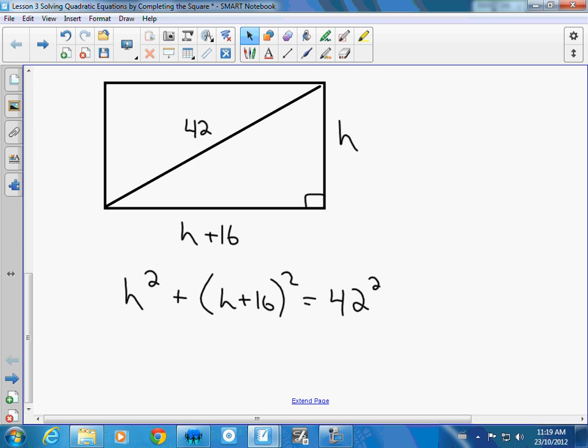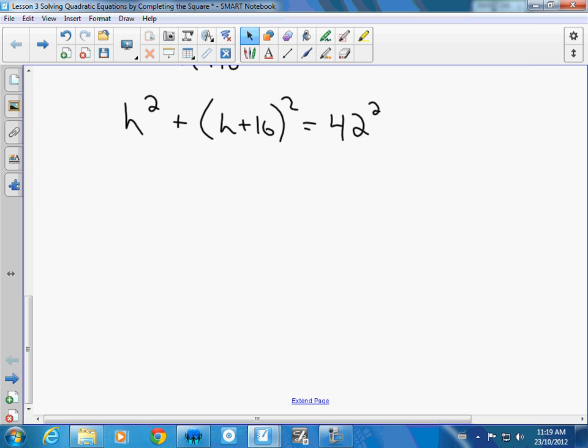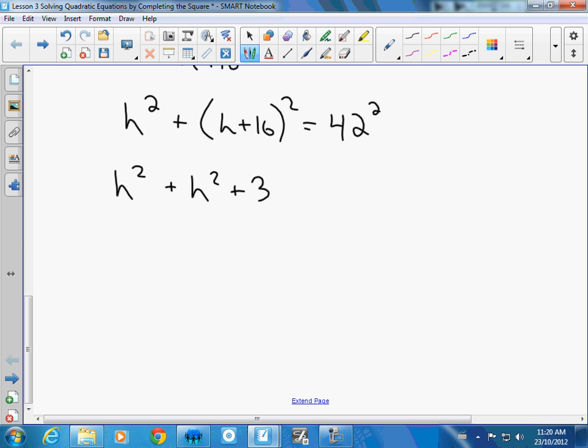Okay, let's factor this out. You guys should be able to handle this pretty quick. H squared is just h squared. Okay, that guy, h plus 16 squared. Remember, you've got to FOIL it out. It's two binomials. H squared plus 32h plus what's 16 times 16? 256, thank you. Equals what's 42 squared? 1764. Okay.